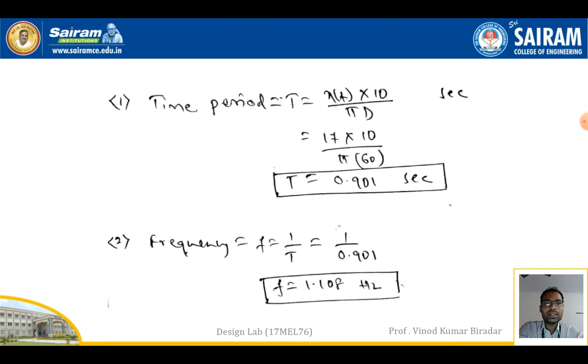I will repeat: xt is taken from the graph you drew, either in centimeter or meter. I consider it here as 1.7, and substituting we get t equal to 0.901 second. Once you calculate the time period, now we calculate the frequency. The formula is f equal to 1 by t, so 1 by 0.901, and we get the frequency f equal to 1.108 hertz.